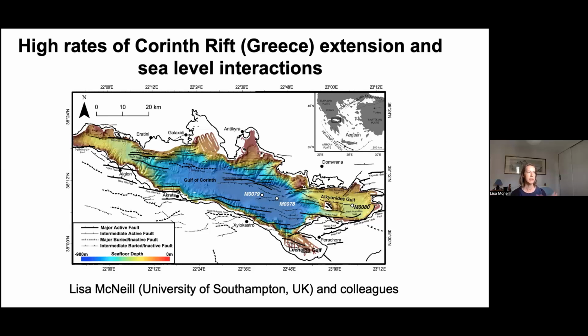And here we're seeing the entire fault network, including all of the active faults, many of them on the margins of the now marine Gulf of Corinth, and some of them within the rift. So a thank you to all my colleagues, as I'm using contributions from many of them.